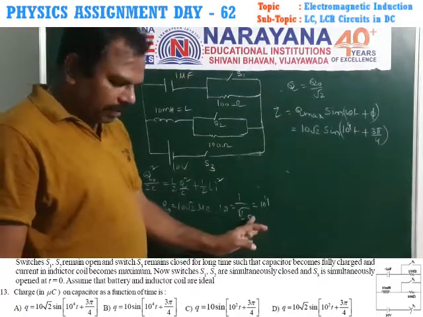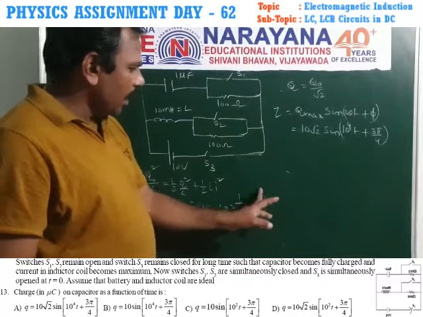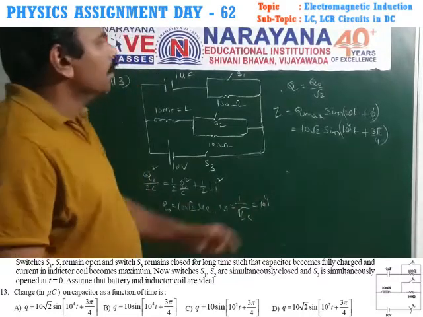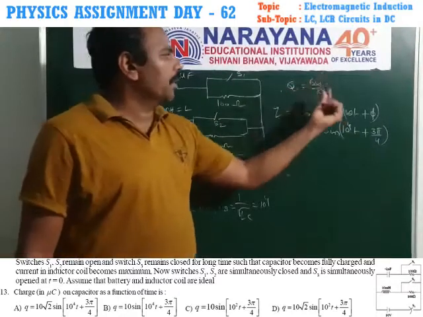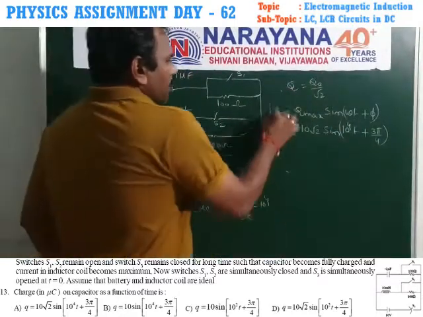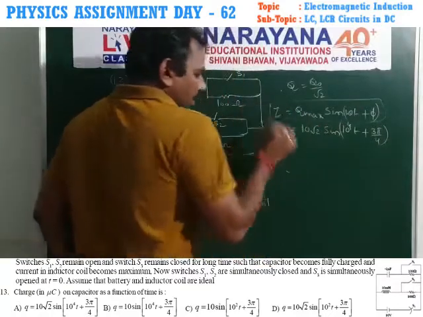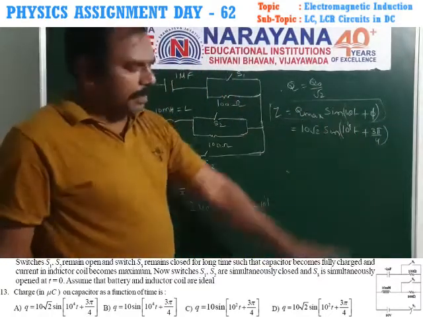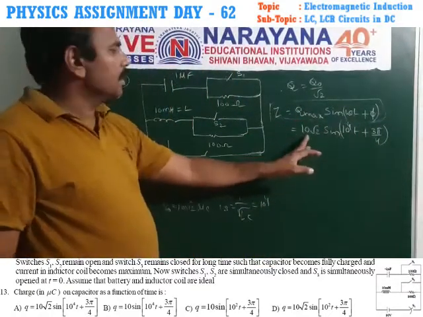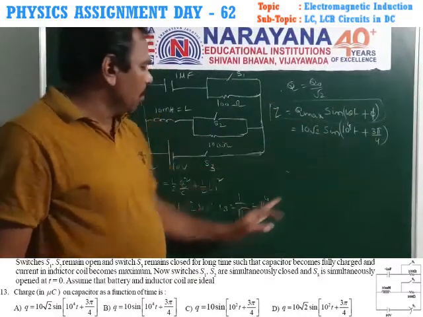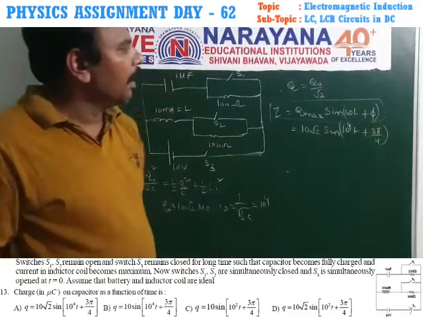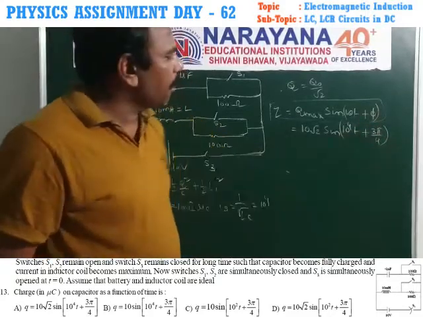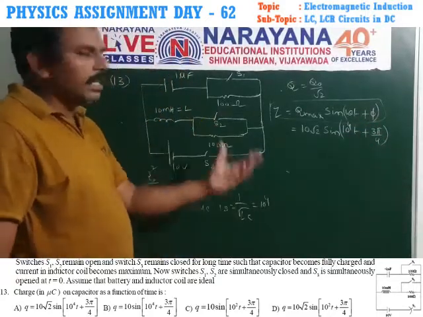Angular frequency omega equal to 1 by root LC. The value is equal to 10 power 4. So here, charge on the capacitor is Q equal to Q naught by root 2. Therefore, Q is equal to Q maximum into sine of omega t plus phi. So maximum charge is 10 root 2 sine, in the place of omega 10 power 4 into t plus phi, whose value is 3 pi by 4. So that is the initial phase.